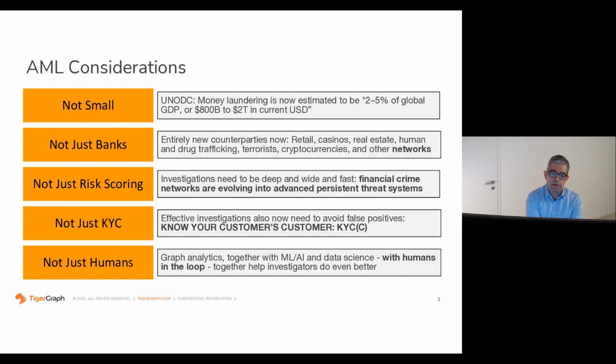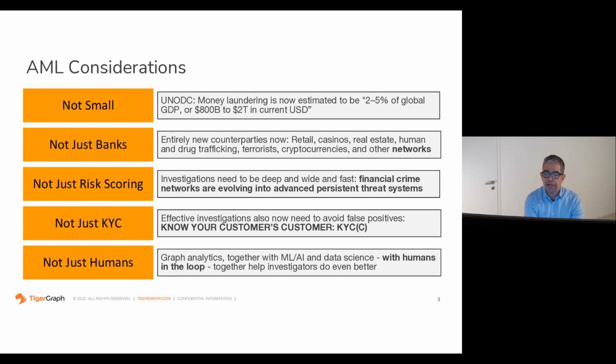So let's think a little bit about what AML means. Firstly, it's not small, 1 to 2 trillion US dollars globally per year. AML, it's not just banks, it's retailers, casinos, real estate agents, gangsters, terrorists, cryptocurrencies, all kinds of entities that are involved and need to be involved in these AML activities, not just inside the bank.